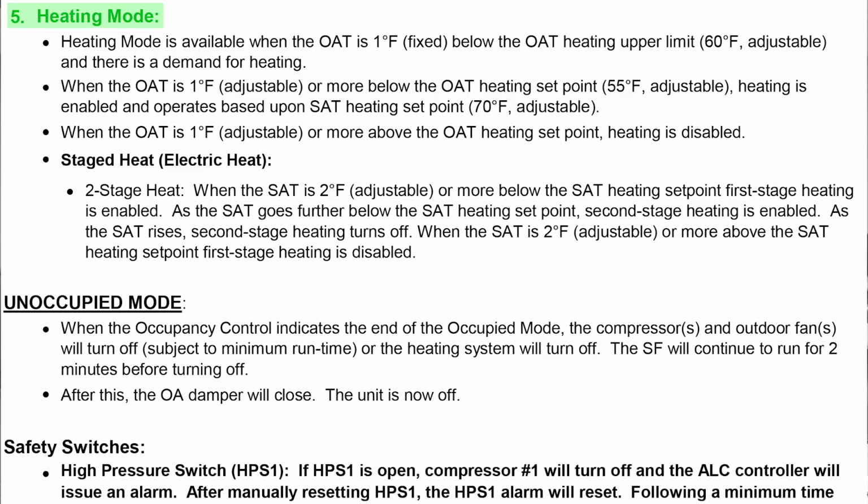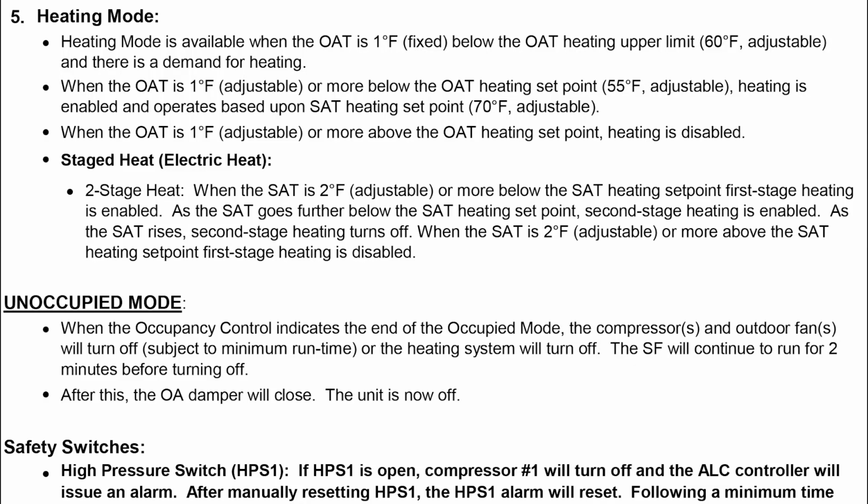And finally, at the bottom here, we have the heating mode. And again, that's basically very simple. We're looking at the outside air temperature, comparing it with a set point, which in this case is 55 degrees. And then the unit will switch into heating when that criteria is met. And then while it is running, it will output an airstream at the temperature of 70 degrees Fahrenheit.